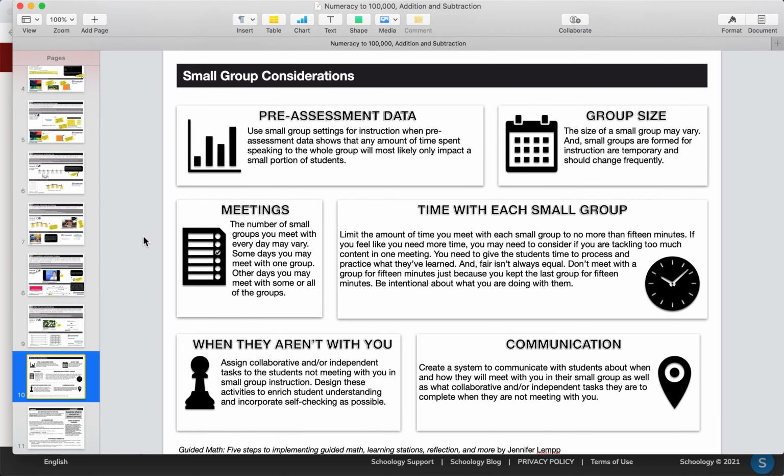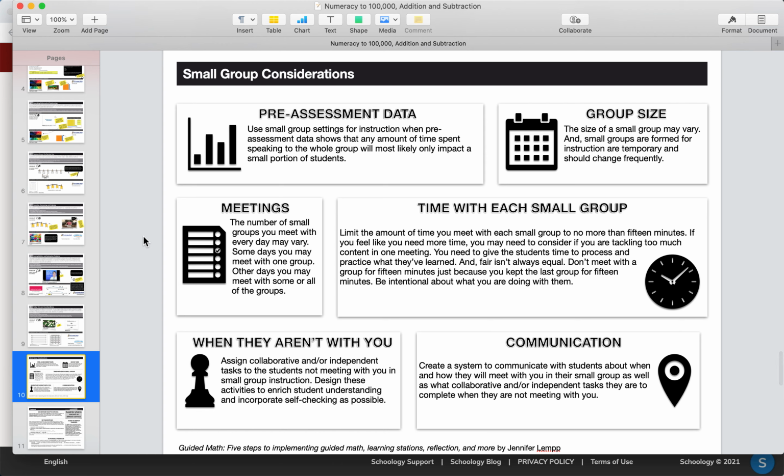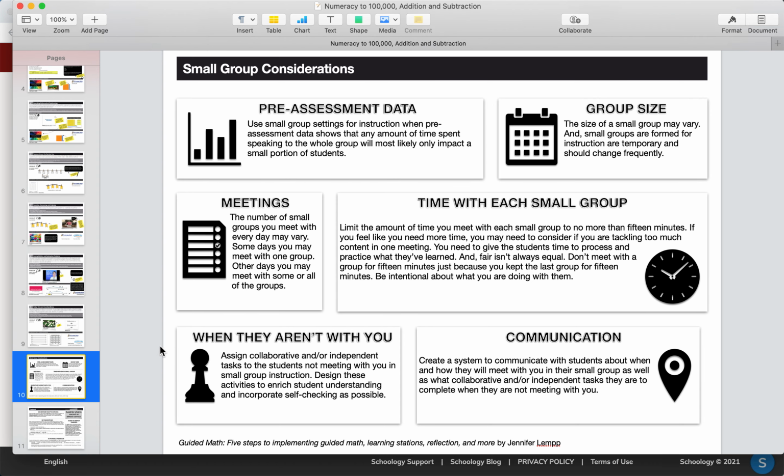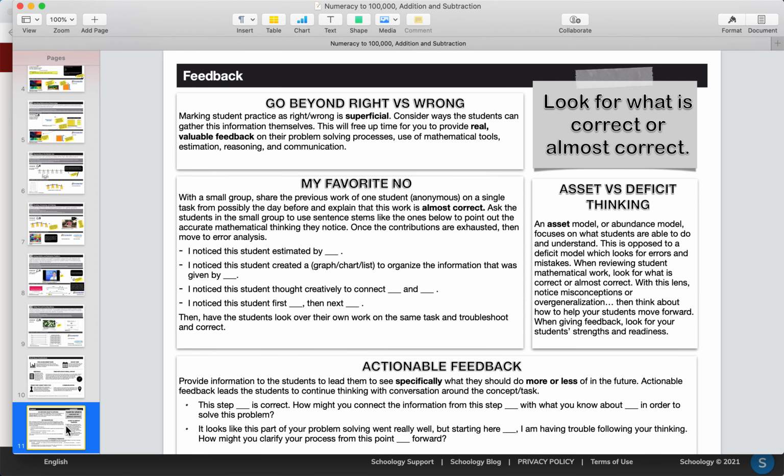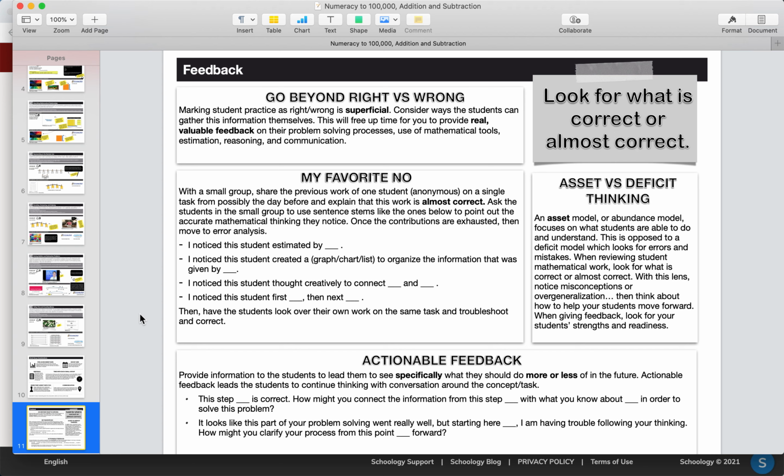If you have questions about small group considerations, they may be answered here, such as how often do you meet with students? How much time do you spend with each one? What do they do when they aren't with you? And how do we provide that effective, actionable feedback? I really encourage you to have an asset mindset, that is, look for what the students understand and know and are able to do and build on that.